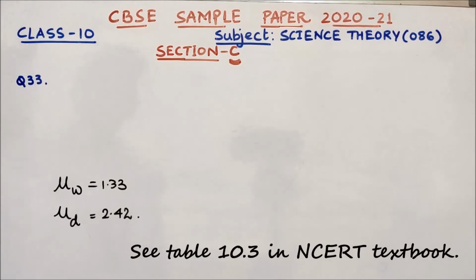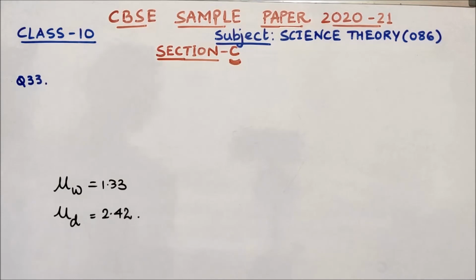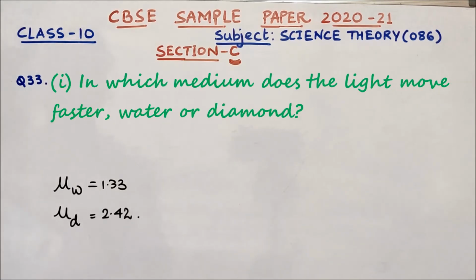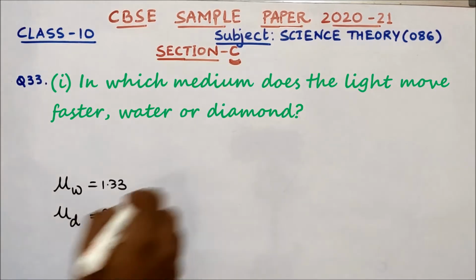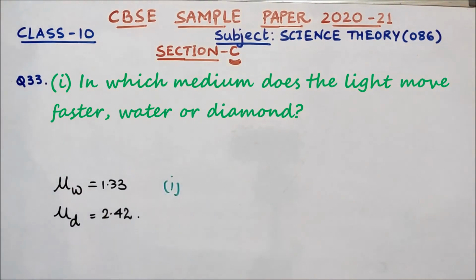You have been given a table in your textbook on refractive index of various materials. We can go through that table just to get an idea whose refractive index is more compared to the other. Knowing the refractive indices will also help you understand which medium is optically denser and which one is optically rarer. So let's see the first question. First part: in which medium does the light move faster, water or diamond? Let us try to answer this.